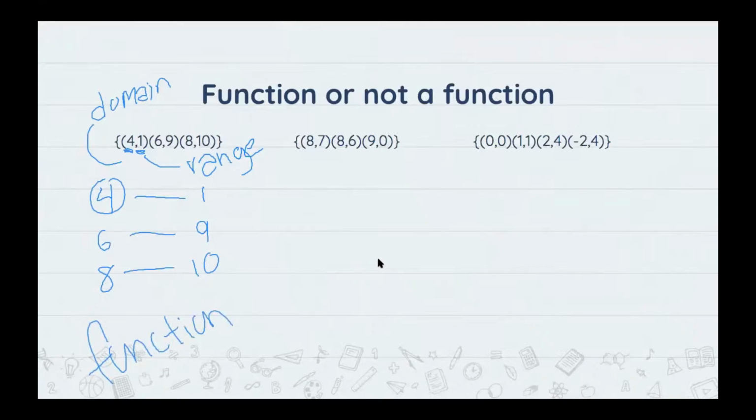The only reason that it wouldn't be a function is if a domain separates into two different ranges or more. So if we look at our second one, we're going to do the same thing. Because we have two of the same domain, you just need to write one of them because they're the same number. So this would be considered not a function because the domain goes to two different ranges.